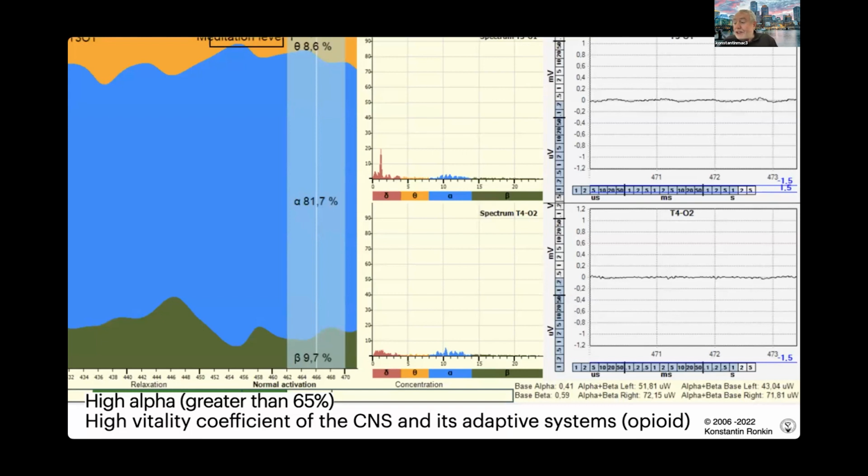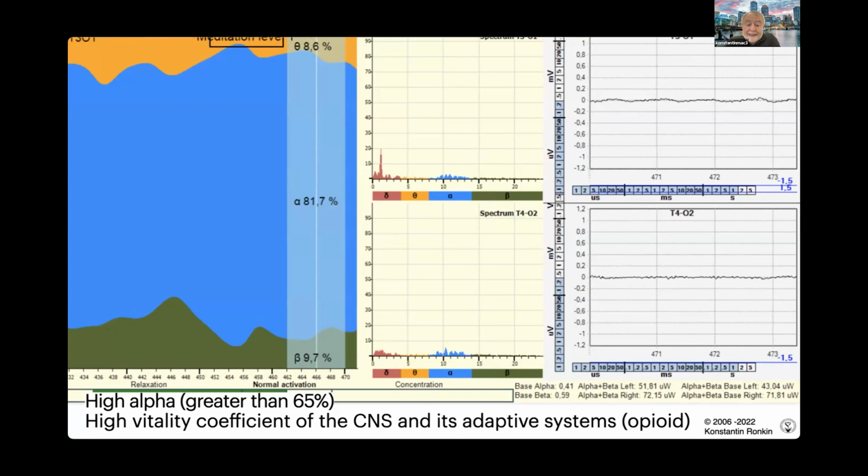And if we ask the patient to relax, we turn down the lights, put on nice music, and put some warm towel around the patient's neck, and then normally we see the predominance of the alpha frequency. You see, like in this example, this blue area, it's 81.7%. We would like to see at least 65% predominance of the alpha frequency in a normal situation.